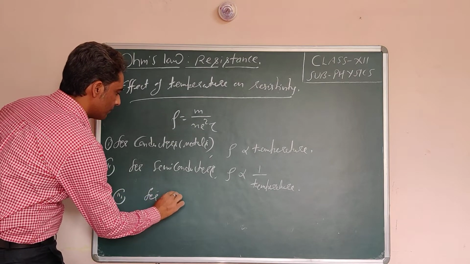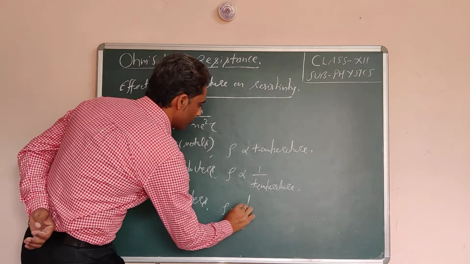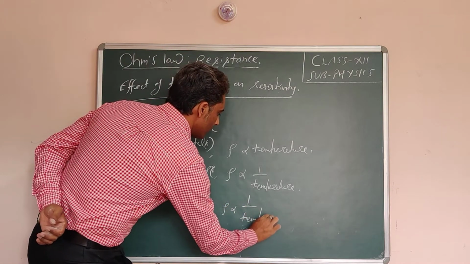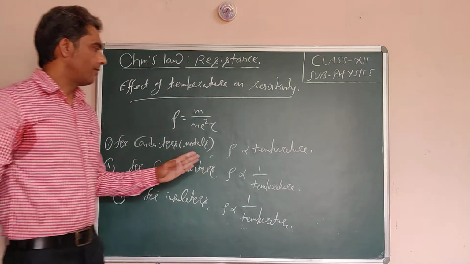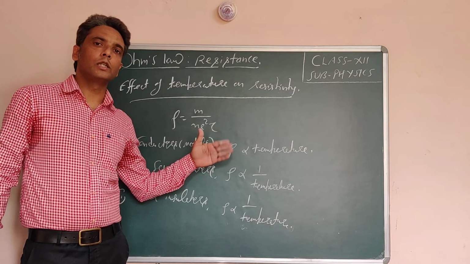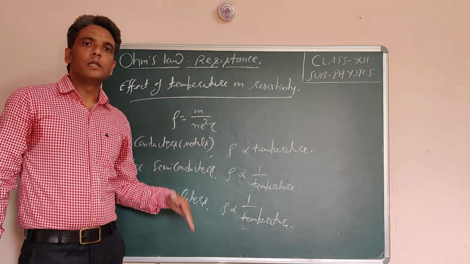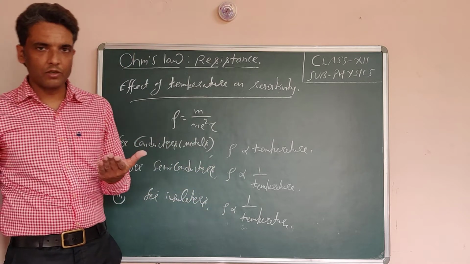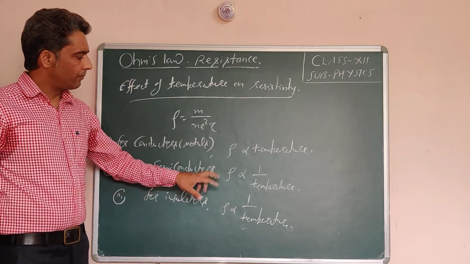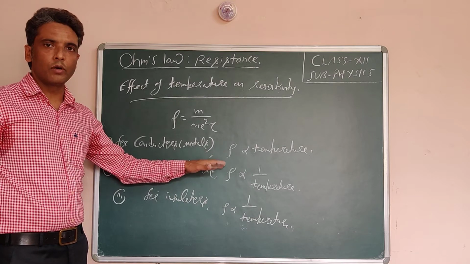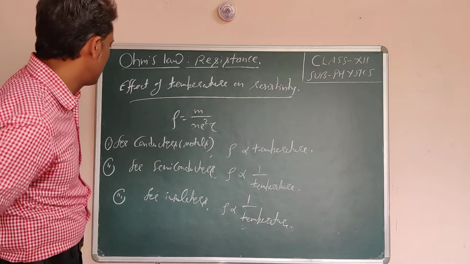For insulators also, resistivity is inversely proportional to temperature. So for metals, resistivity increases with increase in temperature, and for semiconductors and insulators, resistivity decreases with rise in temperature, or their conductivity increases. We will discuss the effect of temperature on resistivity or conductivity in detail in the last unit, that is electronic devices.